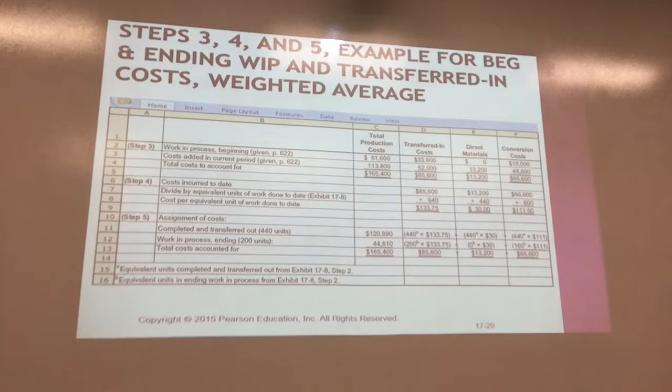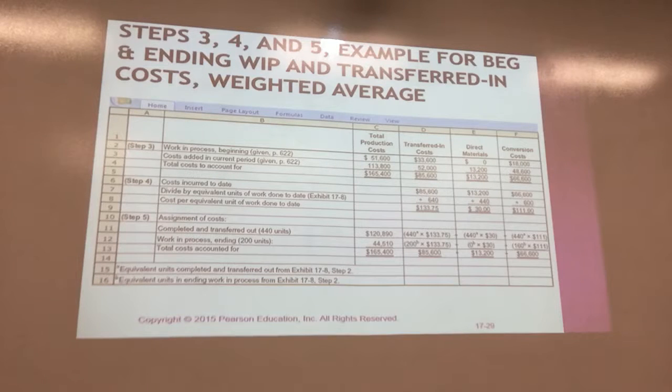Okay. All right. So cost to date, because we're doing weighted average, we take the 85.6, which is the total cost to account for transferred in, divide it by the total equivalent units, get 640, and so my cost per unit is $133.75. Same thing for direct materials, 13.2 divided by 440 gives me $30.